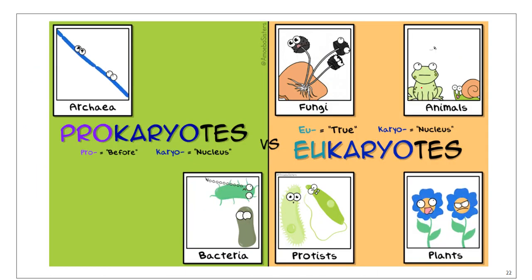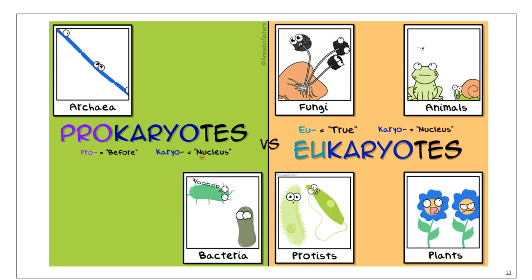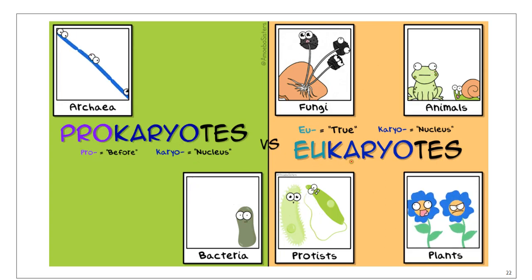Okay. Before that, here is an example of prokaryotes. Pro is like before, so before nucleus. Karyos, nucleus. Prokaryote, before nucleus, no nucleus. Eukaryote, true nucleus, it has a nucleus.